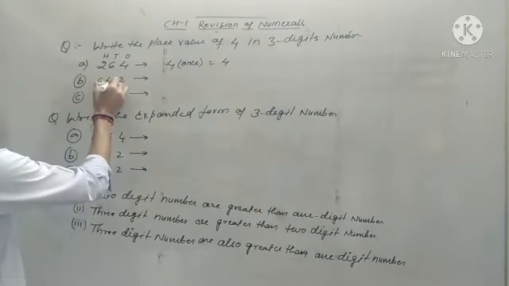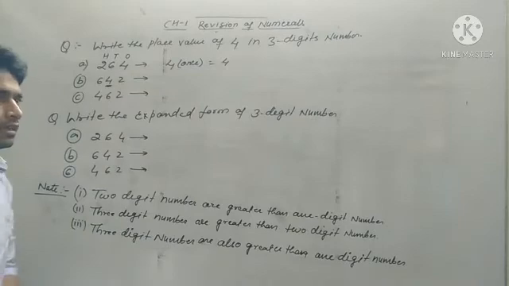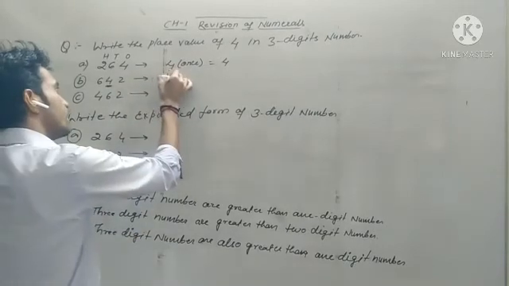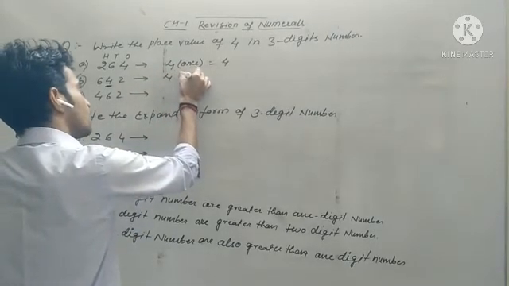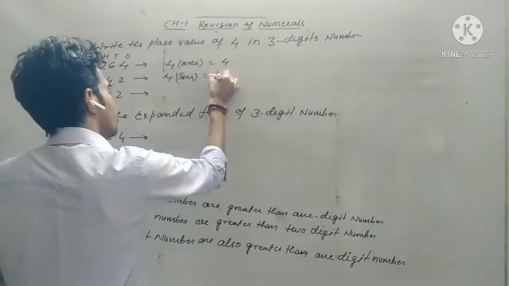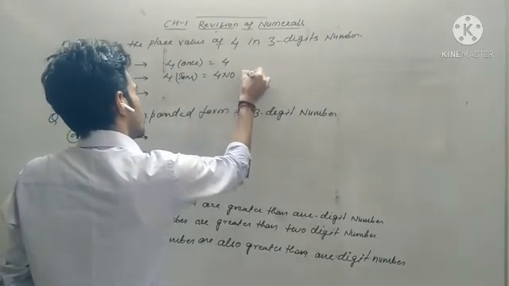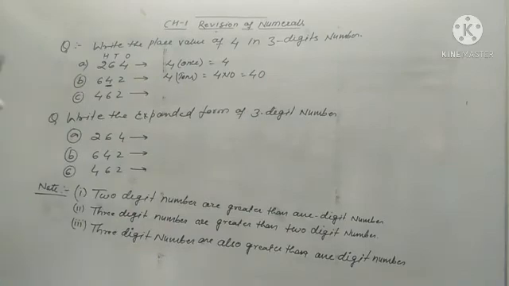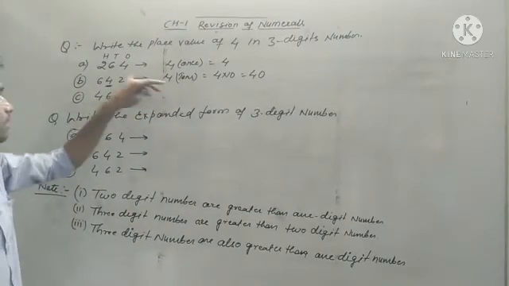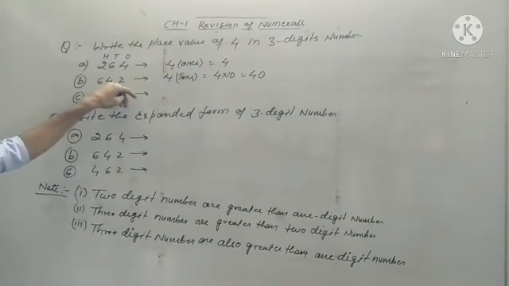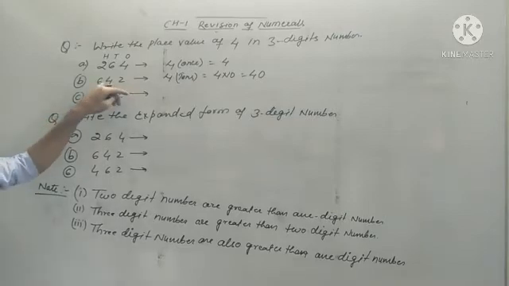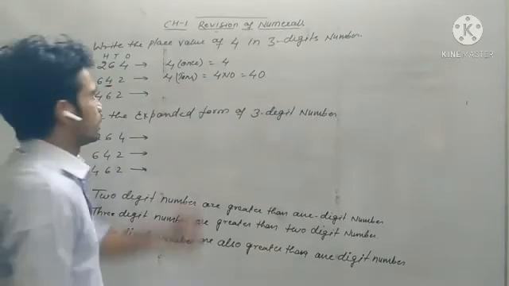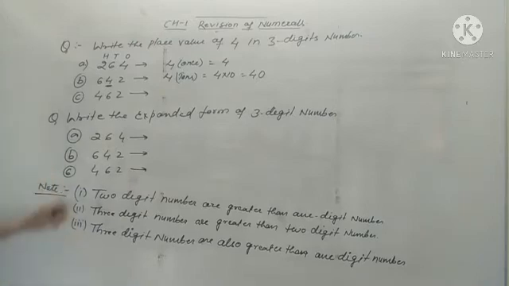And this question, the place value of 4 in 642. So 4 is in the tens place, so right here 4 tens, and this is equal to 4 into 10, which is 40. So the place value of 4 in 642 is 40.